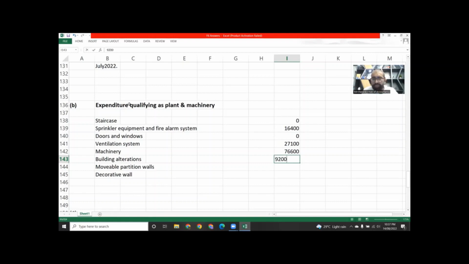Previous course, old course thing. Then movable partition walls, also part of plant and machinery, 33,800. But yes, the fixed wall is always building. The fixed decorative wall is always building. It's not part of plant and machinery. So finally, these are the costs which you have to list down for plant and machinery purpose.